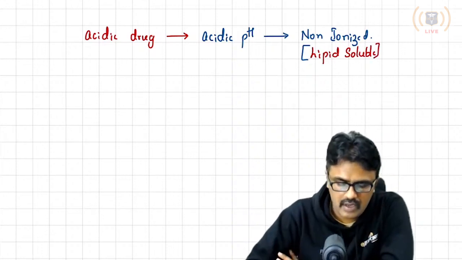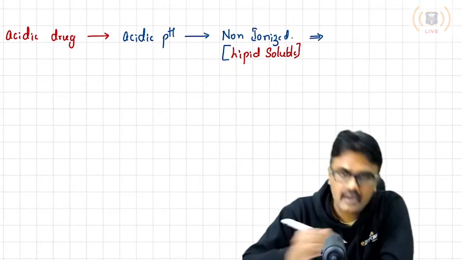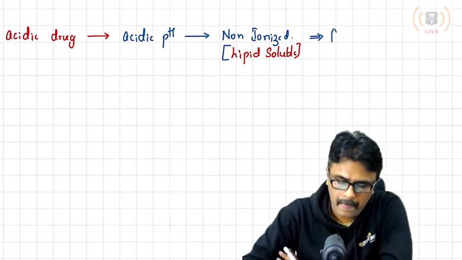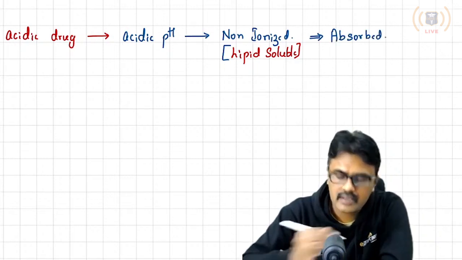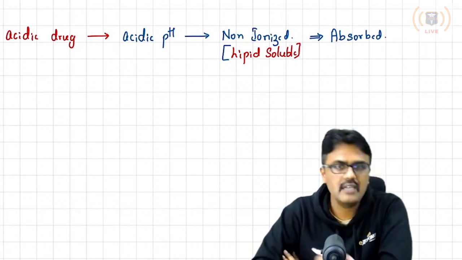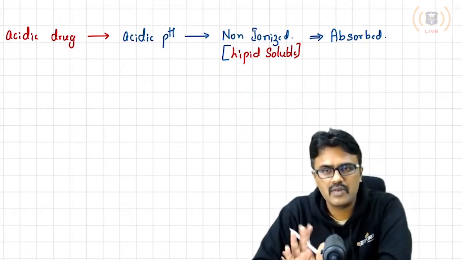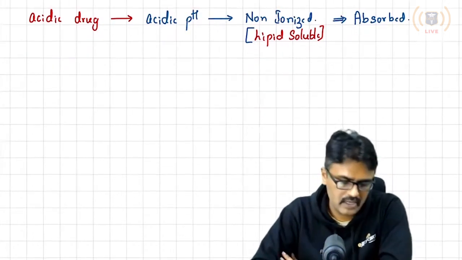That means what is the importance? If it is lipid soluble, the drug is easily absorbed. Clear? So an acidic drug present in acidic pH will be non-ionized. That means lipid soluble, absorbed. That is rule number one for absorption.